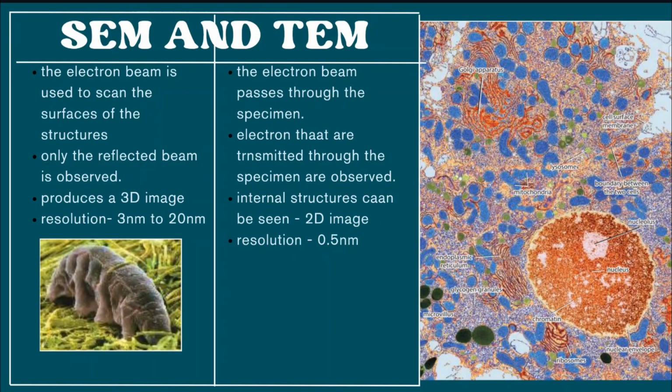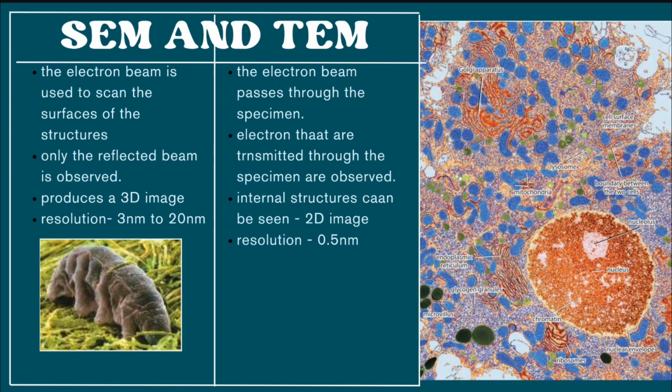You can see the 3D image that SEM produces. I've taken a picture here. These pictures are from the 9700 recommended course book by Cambridge. You can see the 3D structure that is observed through the SEM, right over here. And this is a simple animal cell that is observed through the TEM. You can see the amount of detail in this cell, right?